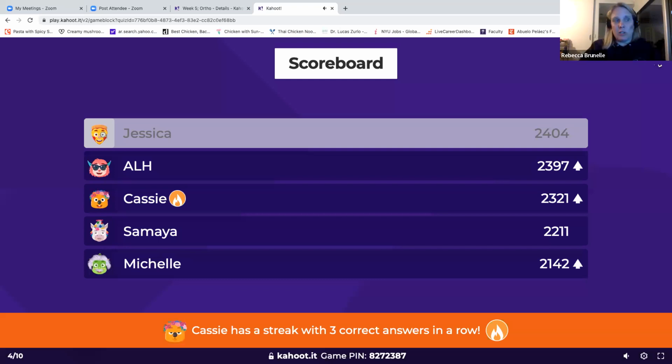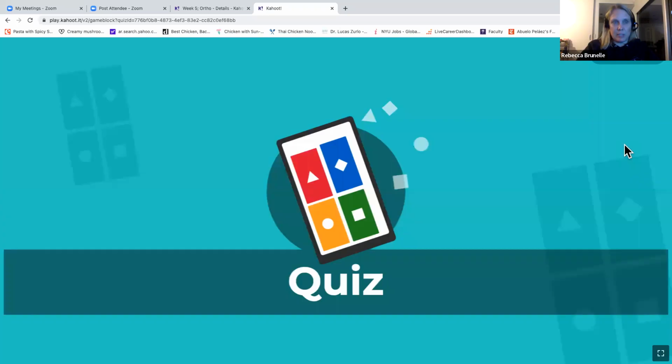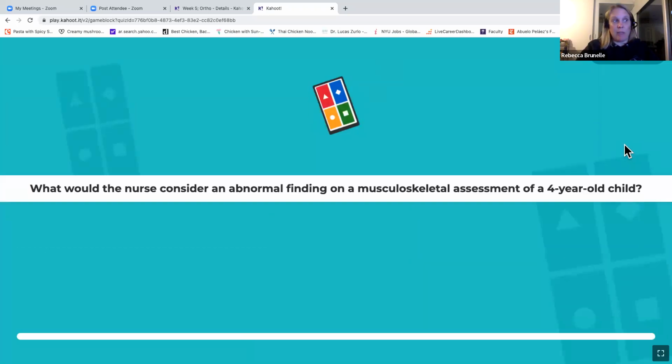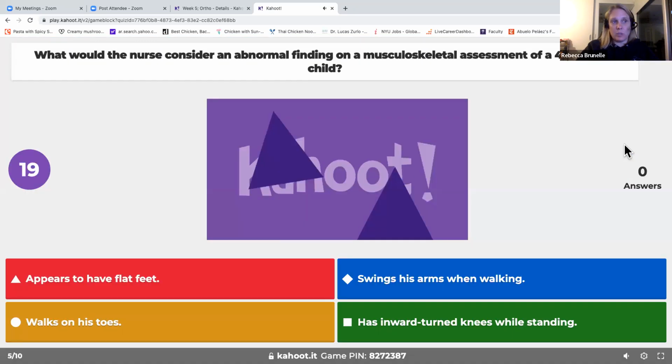What would the nurse consider an abnormal finding on a musculoskeletal assessment of a 4-year-old child? Appears to have flat feet, walks on his toes, swings his arms when walking, or has inward turned knees when standing.